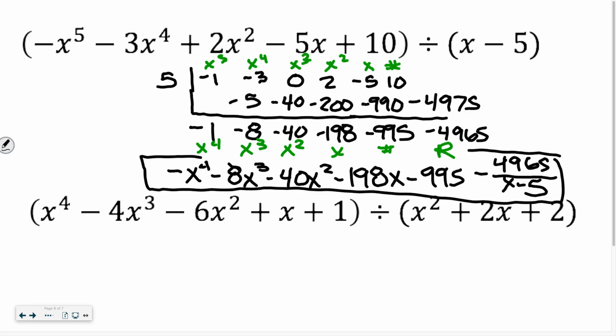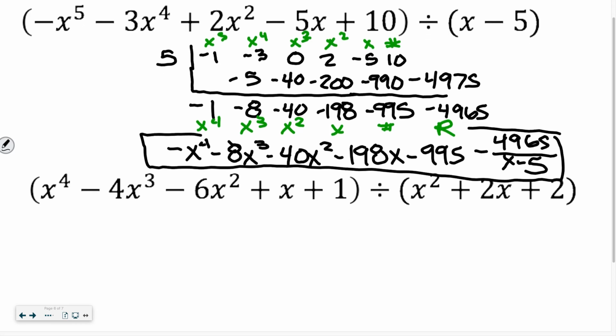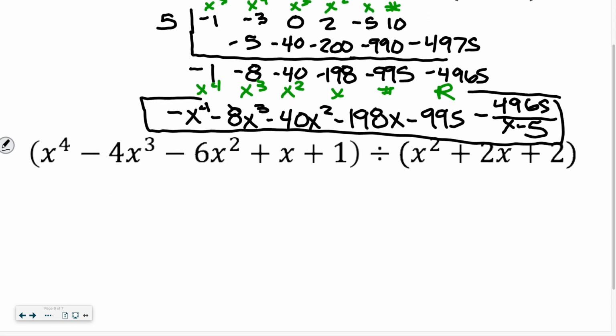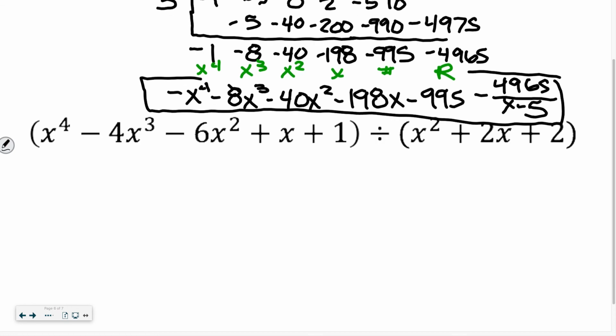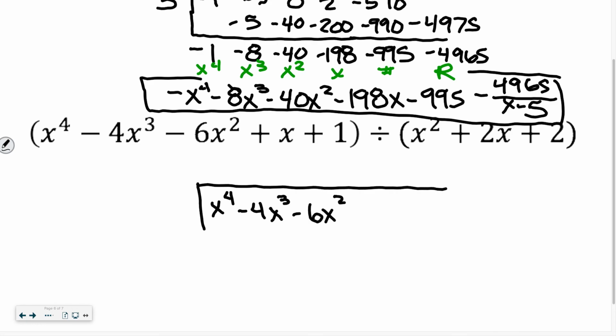Okay, now we may not have time to finish the second example, but let's at least set it up because we haven't divided by a quadratic yet. So I would have x to the 4th minus 4x cubed minus 6x squared plus x plus 1, and I got all the terms, so I didn't need a 0 placeholder for anybody. And then I'm going to divide by x squared plus 2x plus 2.